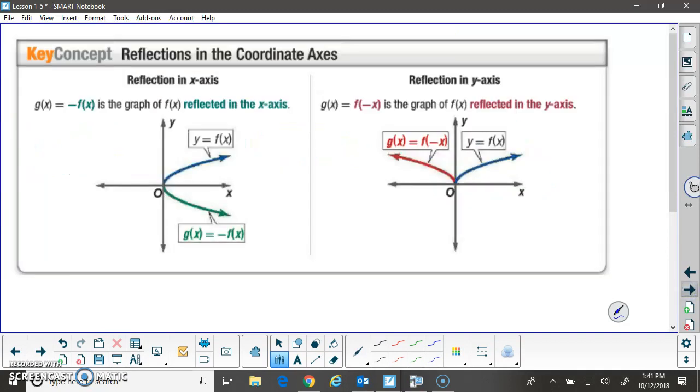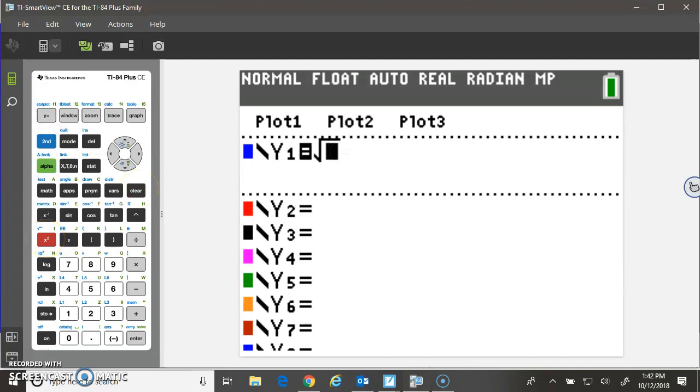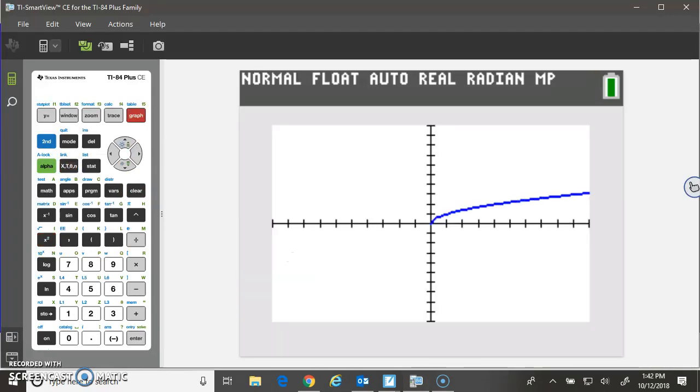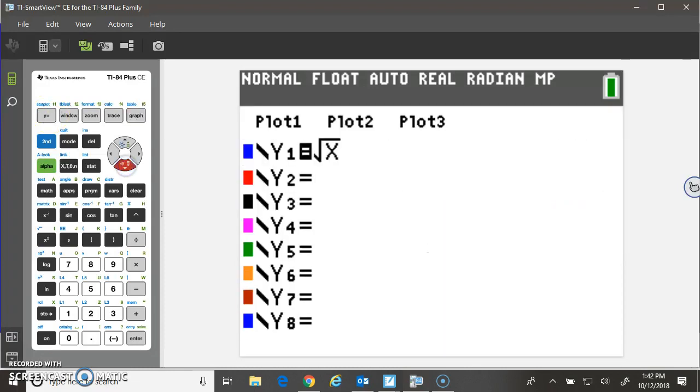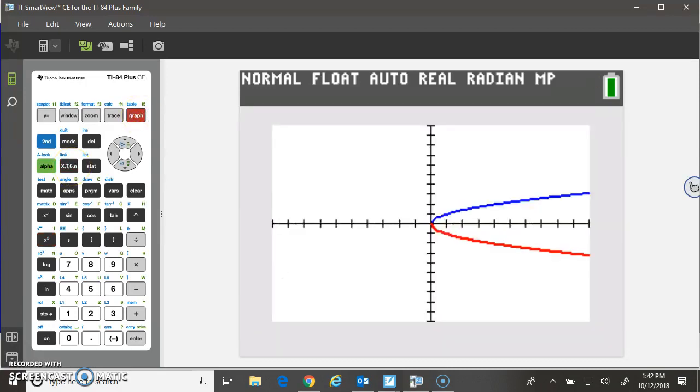The next set of transformations I want to talk about is reflections. Sometimes you can take graphs and reflect them. The best way to show this is with a square root function. If I enter the original square root graph, it looks like this, half of a sideways parabola. And if we compare that to a transformed one, if I put a negative sign out in front of this square root graph, that's going to reflect it vertically. You can see here that if you take the blue graph and reflect it vertically about the x-axis, you would produce the red graph.